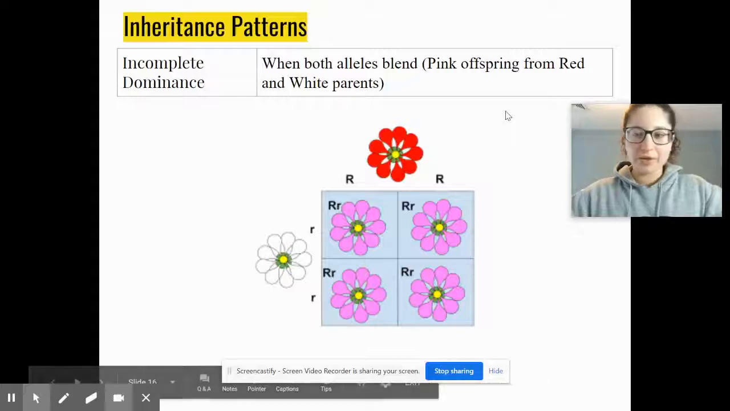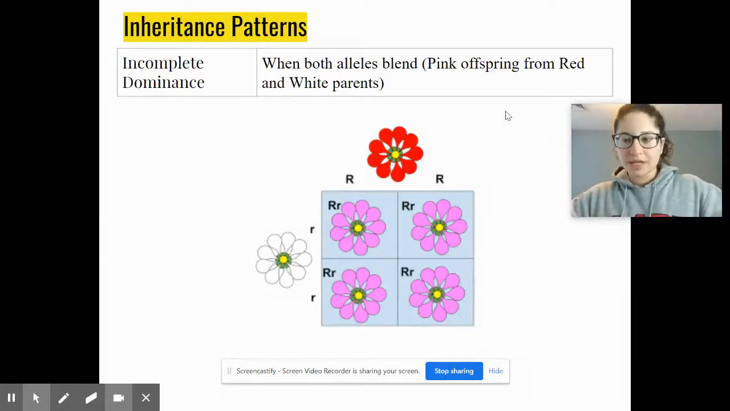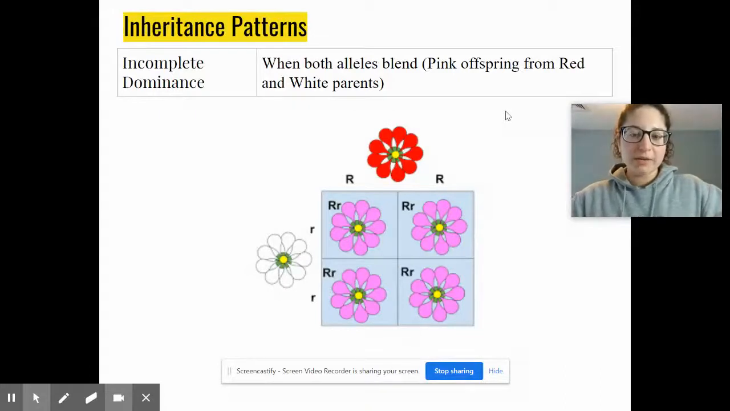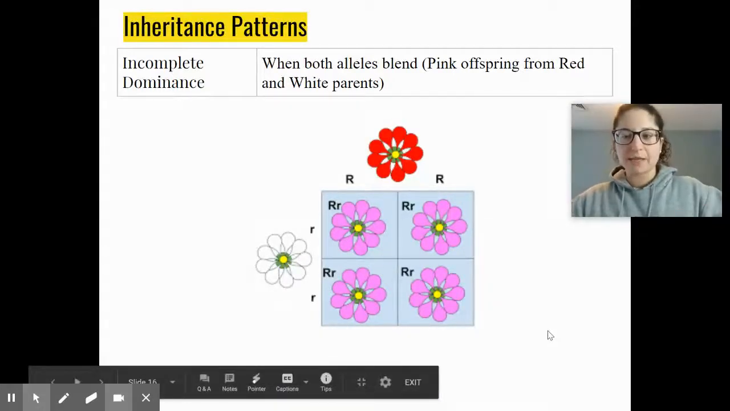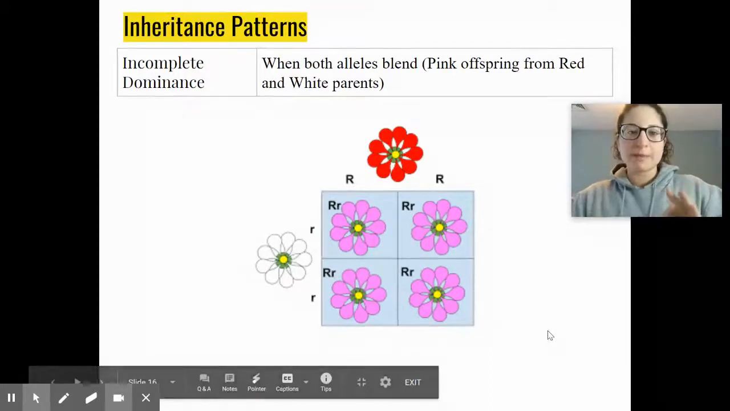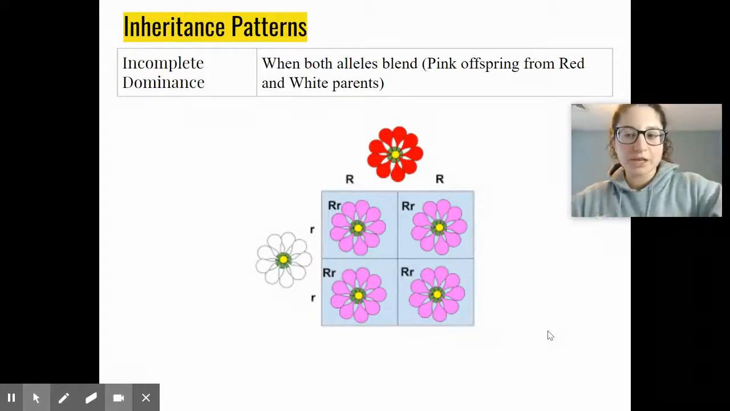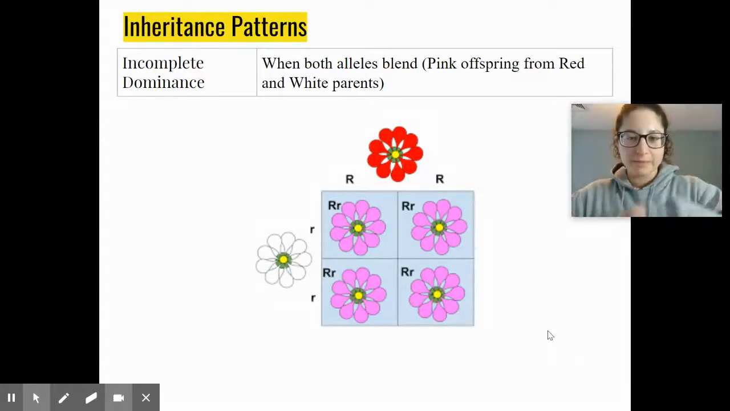Right, welcome back to part 3 of this presentation. So now that you have had some practice using the vocab and doing some Punnett squares, we are going to be talking about other types of inheritance patterns besides complete dominance. So remember, complete dominance is when the dominant allele is fully dominant over the recessive allele. So if you are heterozygous, you will show the dominant phenotype.